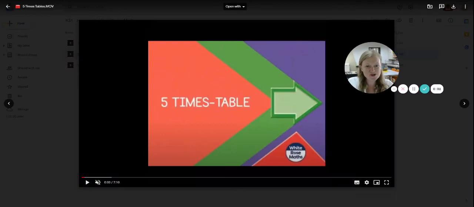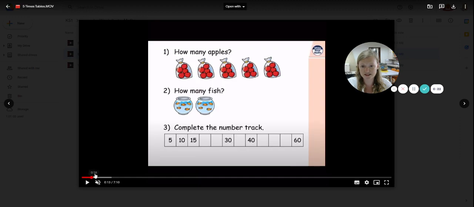Hello again, year two, and well done yesterday on all the excellent work you did investigating the 2 times tables. Today we are looking at the 5 times tables, and like yesterday, we're going to start with a recap on counting in fives. You ready? All right, let's have a look at these questions.